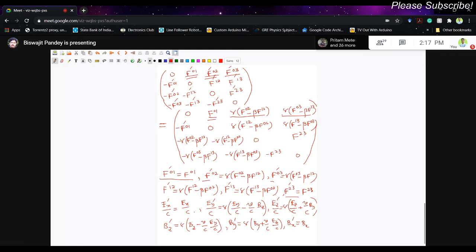So what I'm trying to show here is that we have obtained the six distinct components of the second rank antisymmetric tensor that we have assumed. Okay, and we have obtained the transformation of the individual components, which I have written here, right? These are the transformations of the individual components of the second rank antisymmetric tensor that we have obtained here.